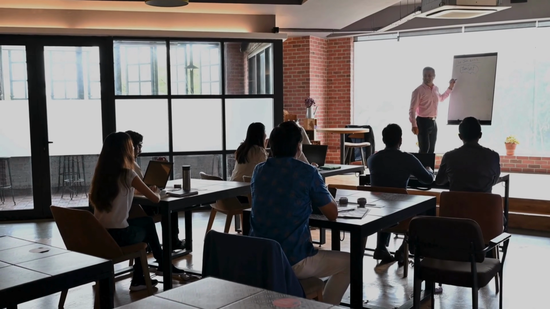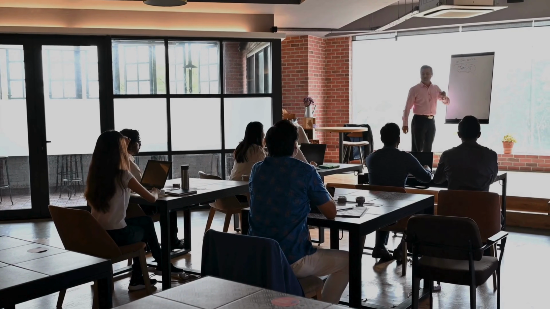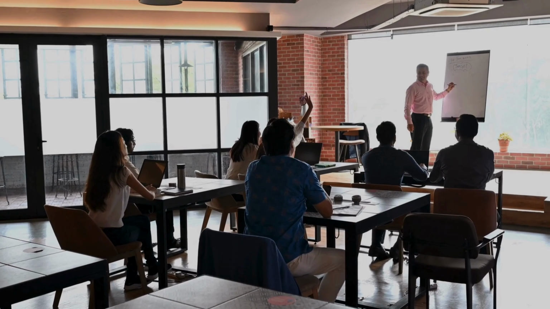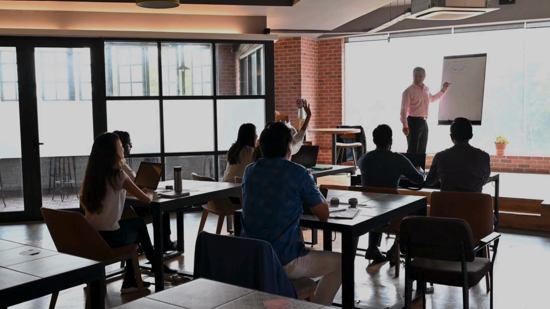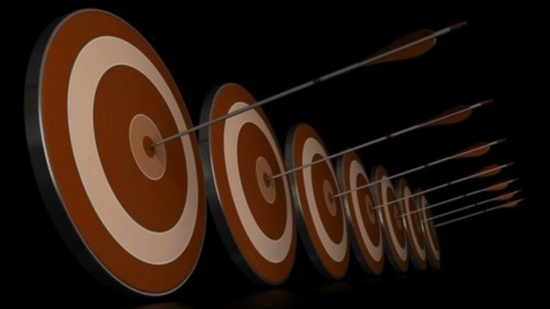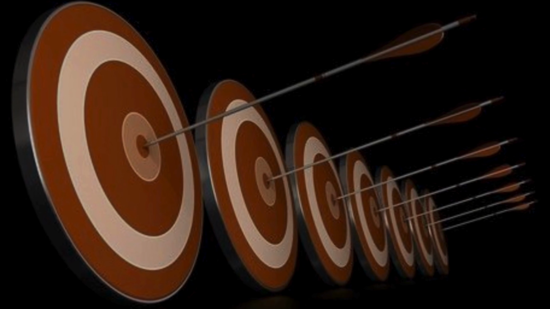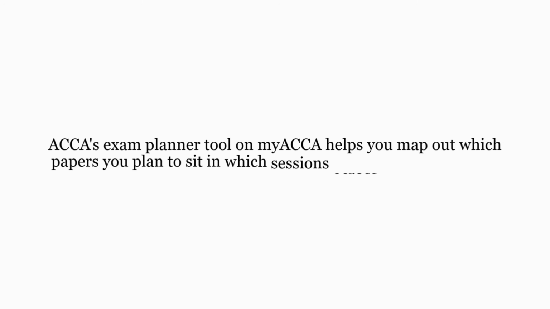For applied skills and strategic professional papers, you need to enter a specific exam session, and the entry window opens several months before the session. Missing the entry deadline means waiting for the next session, which is a 3-month delay minimum. Know your target session and enter it on time. ACCA's Exam Planner tool on MyACCA helps you map out which papers you plan to sit in which sessions across the coming year. Use it actively.